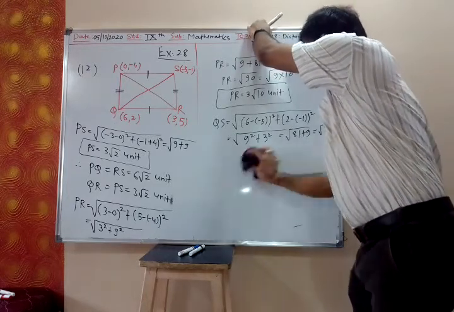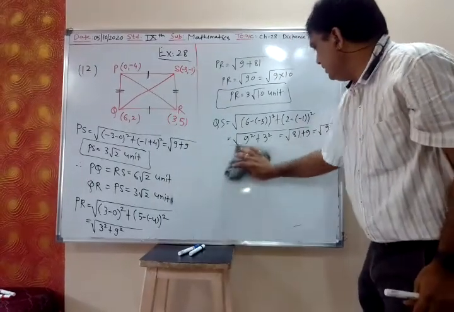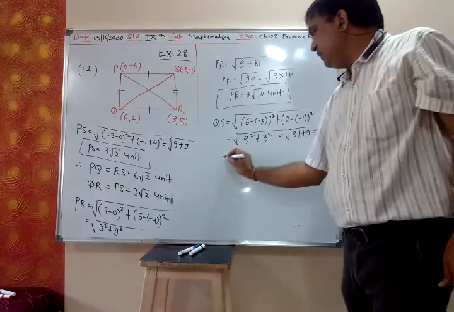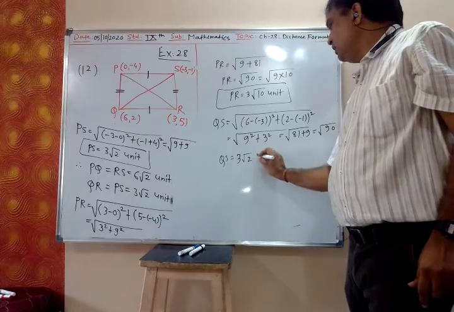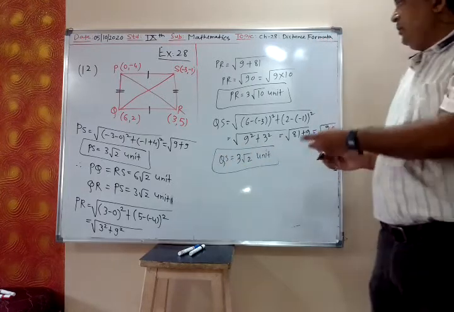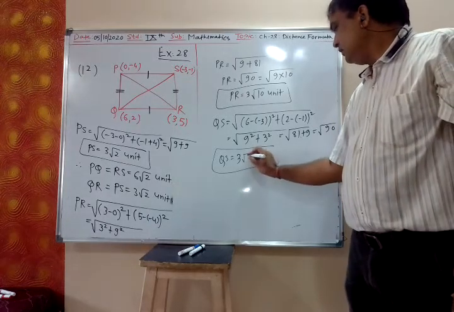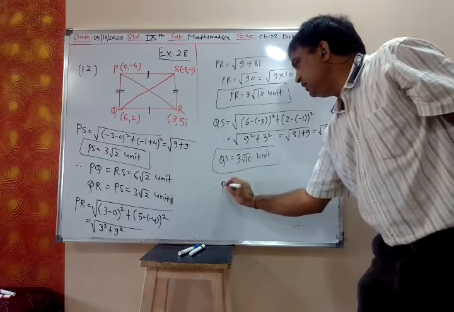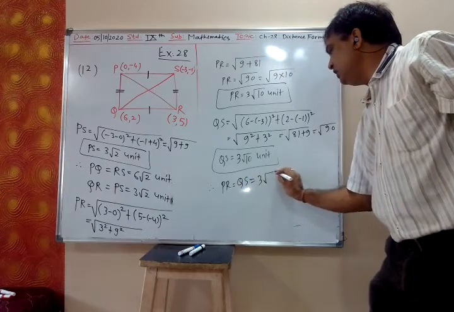PR and QS, they are the diagonals. So now we write QS is 3 root 10 unit. Now PR and QS, they are the diagonals. So we write PR is equal to QS is equal to 3 root 10 unit.